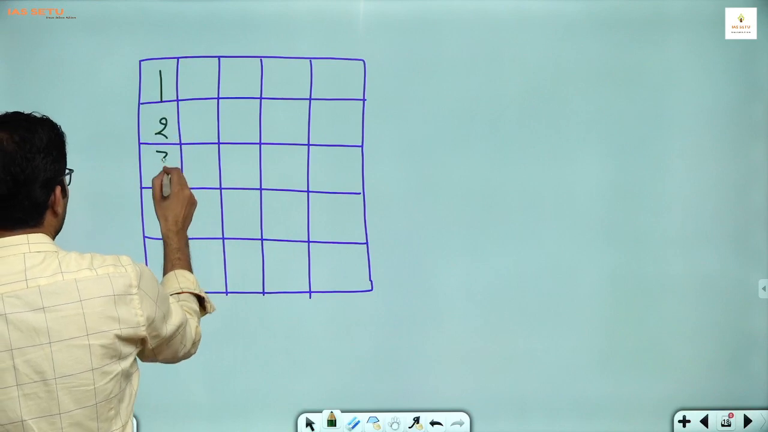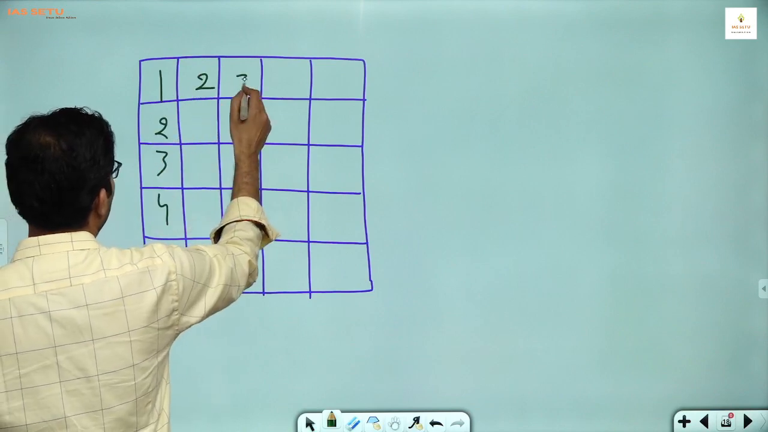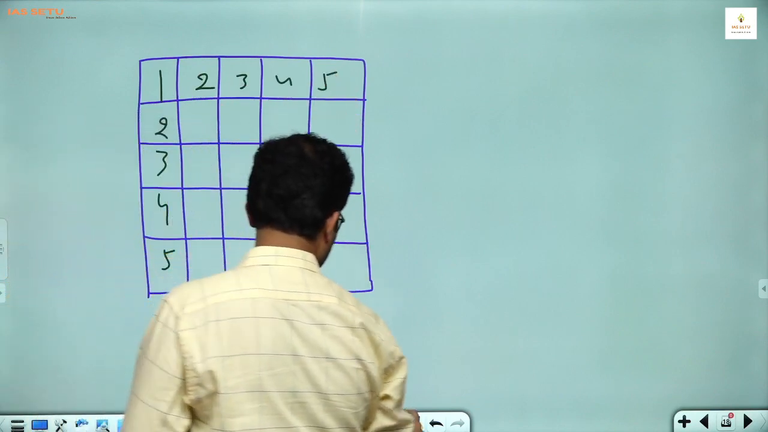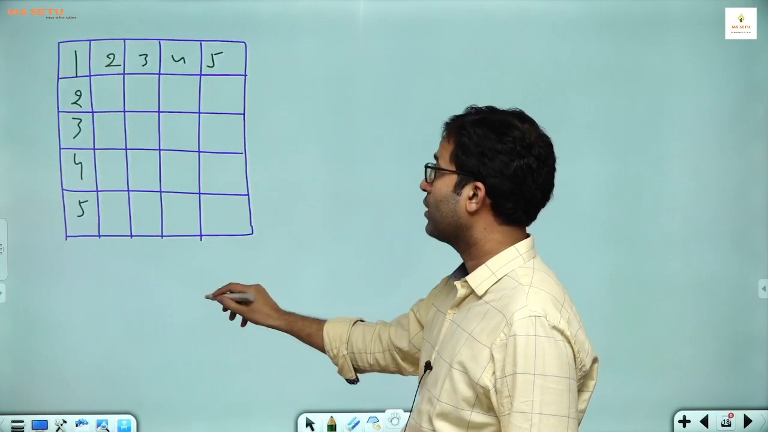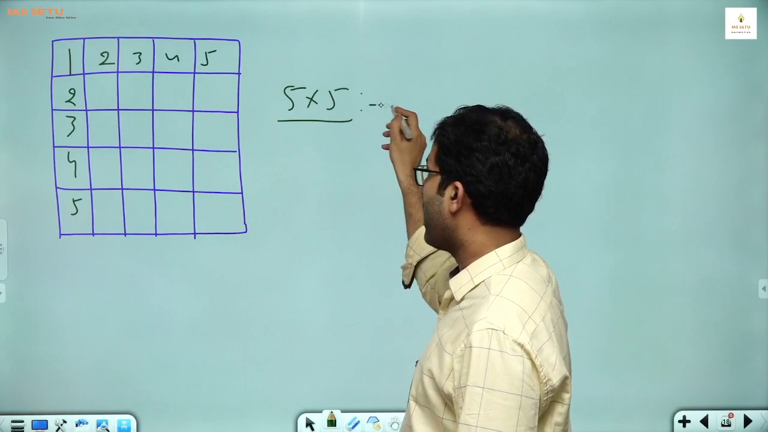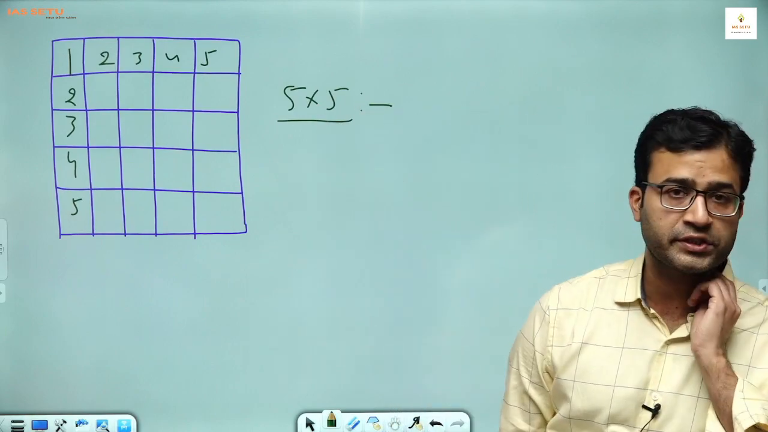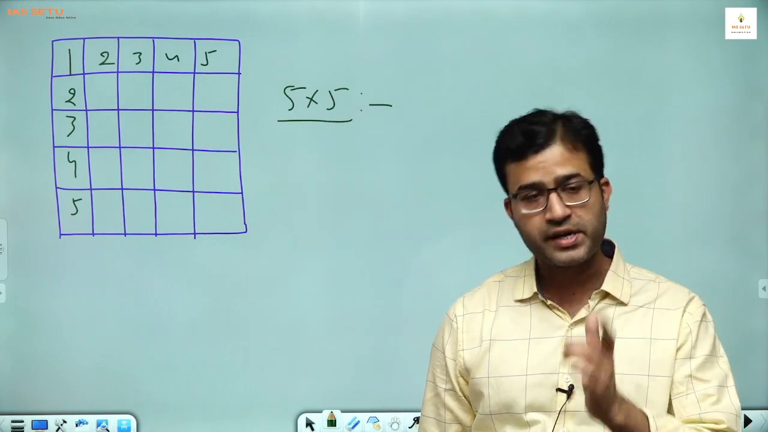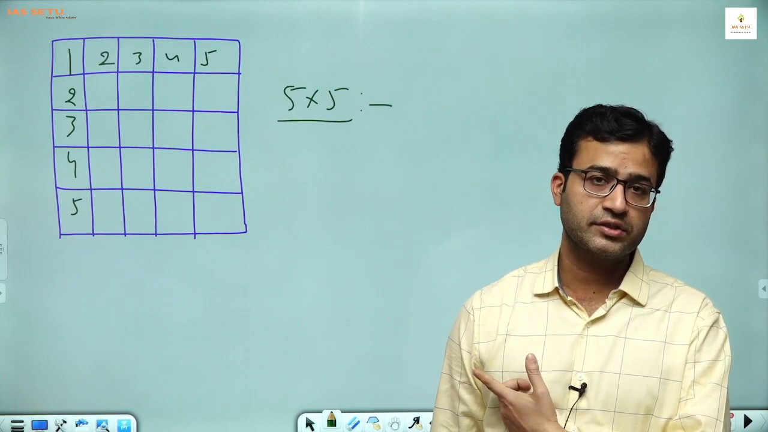Now this is 1, 2, 3, 4, 5. So this is a 5 by 5 figure. Either you can use this shortcut or you can do manual counting. I'm not forcing you to use this shortcut. Anytime you can do manual counting, because that is your fundamental right.